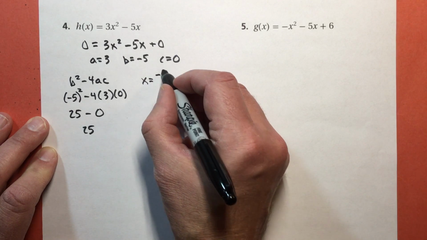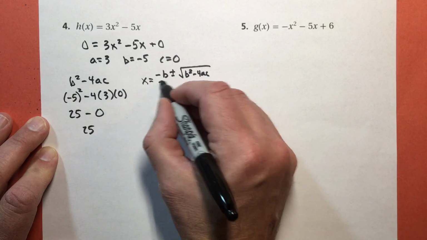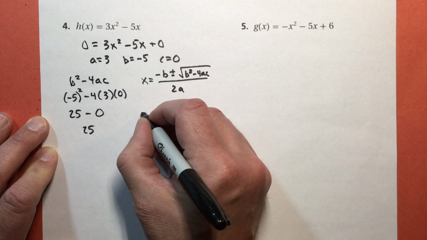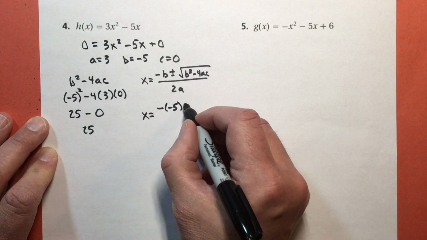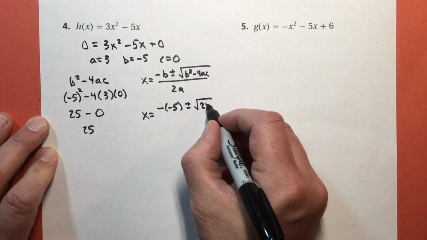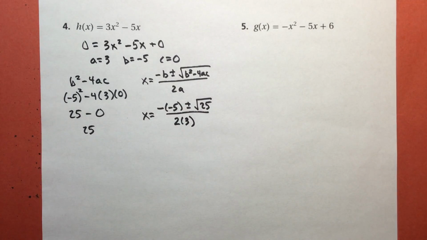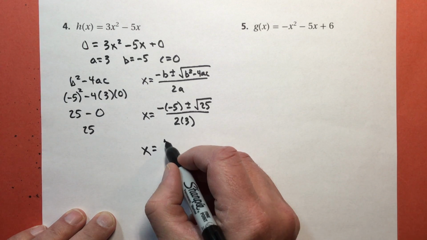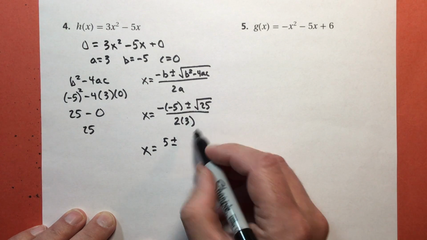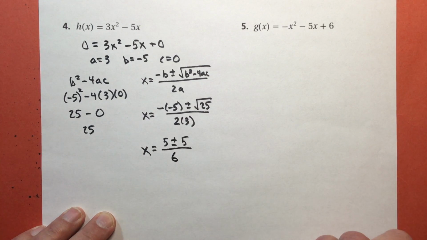Quadratic formula. X equals negative b plus or minus the square root of b squared minus 4ac all over 2a. I get x equals negative b, which is the opposite of negative 5, plus or minus the square root of 25 all over 2 times 3. Opposite, simplify, multiply. Opposite of negative 5 is 5. Square root of 25 is also 5. 2 times 3 equals 6.